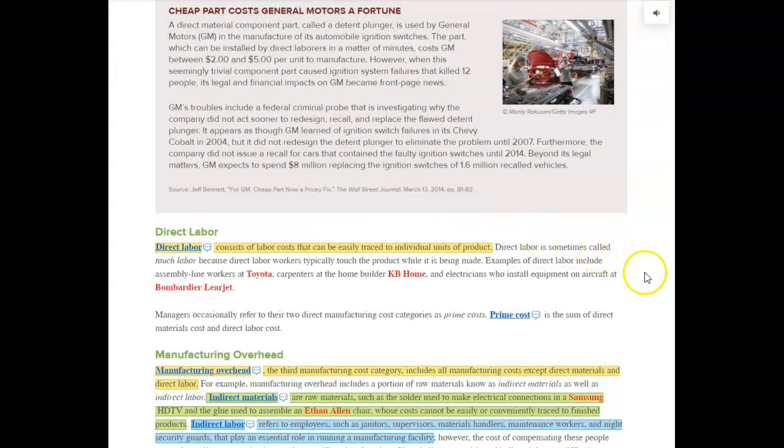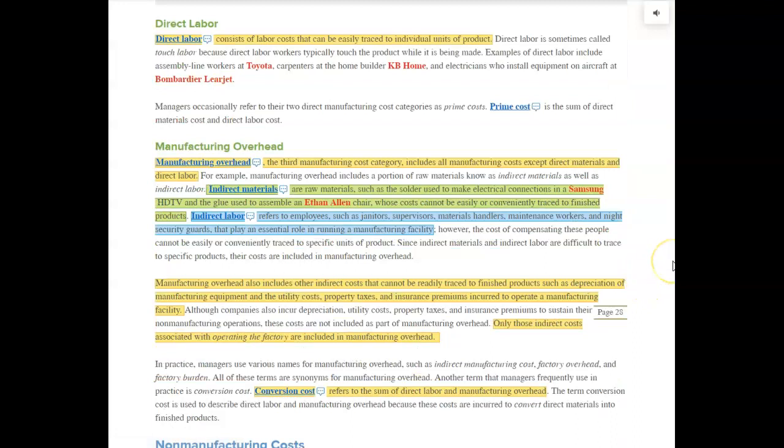Now, the third main category of manufacturing cost will be manufacturing overhead. And we're going to see in the next couple of chapters, this is the area that will give us the most problem. There's a lot going on here. Manufacturing overhead cost, these would be all of those other manufacturing costs that you need to manufacture an item, except for direct materials and direct labor. Everything else is manufacturing overhead.